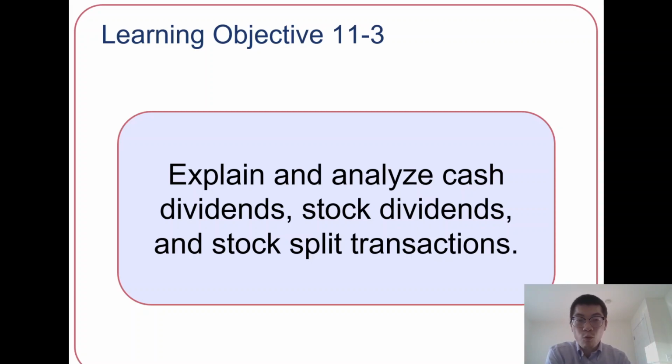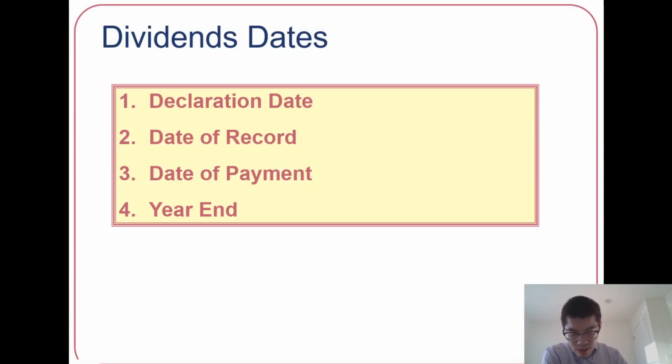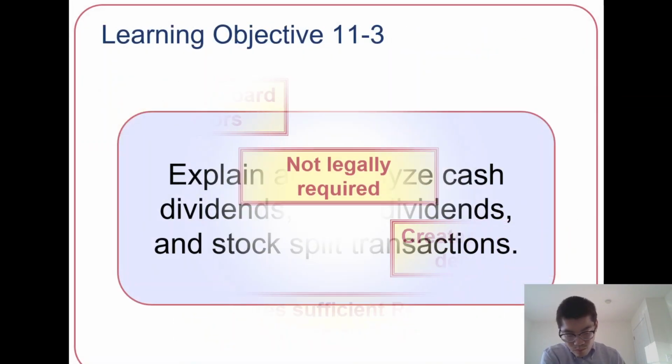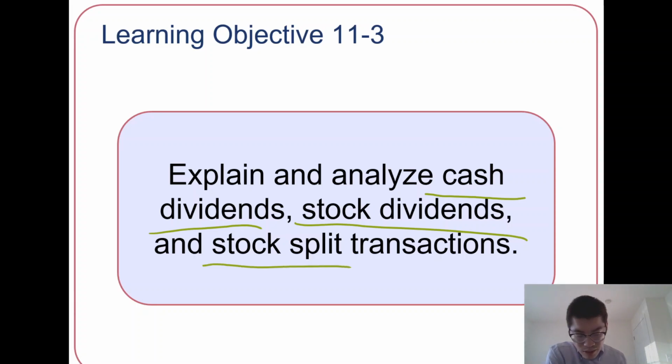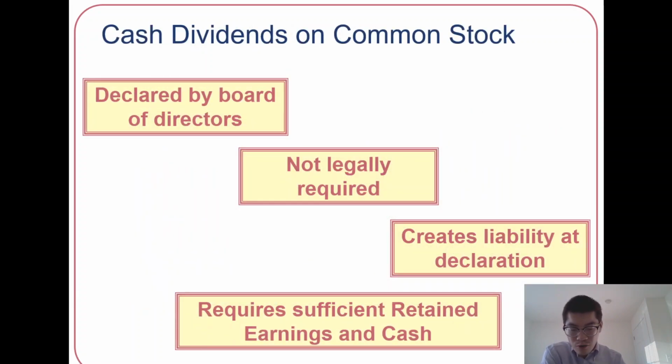Okay, so if we as a company decide to declare some dividends, there are several types of dividends we can issue to the owners. The first is cash dividends, second is stock dividends, and something else is called stock splits. Okay, so for these three different types of dividend transactions, we're going to look at how we record the journal entries. All right, so first of all, cash dividends on common stock.